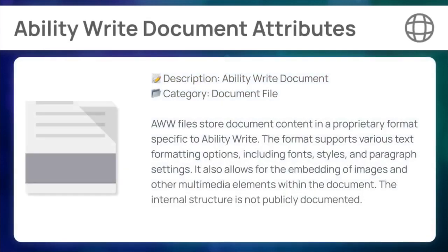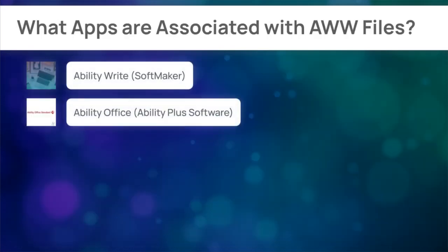AWW files store document content in a proprietary format specific to Ability Write. The format supports various text formatting options, including fonts, styles, and paragraph settings. It also allows for the embedding of images and other multimedia elements within the document. The internal structure is not publicly documented. For managing AWW files, the best dedicated software is Ability Write from SoftMaker.